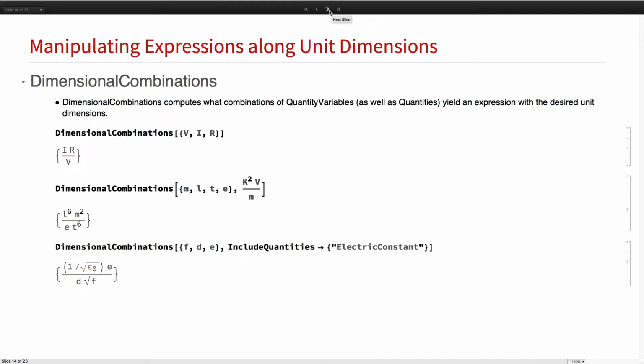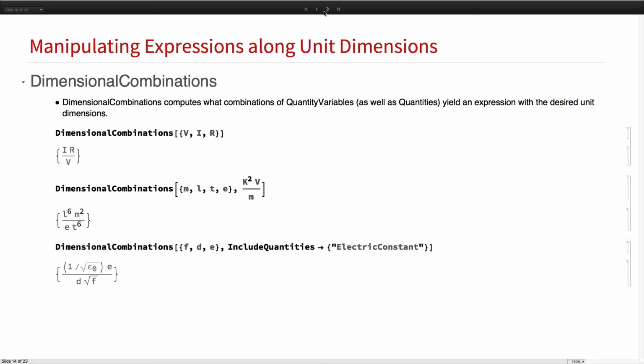All right, so let's move on to manipulating these expressions along unit dimensions. The first of the two functions I want to talk about here is dimensional combinations. This is a function that takes a list of physical quantities, or quantity variables, and constructs the combination of those that yields a dimensionless expression. So we know Ohm's law, so you can see that that expression there is going to have no dimension overall.